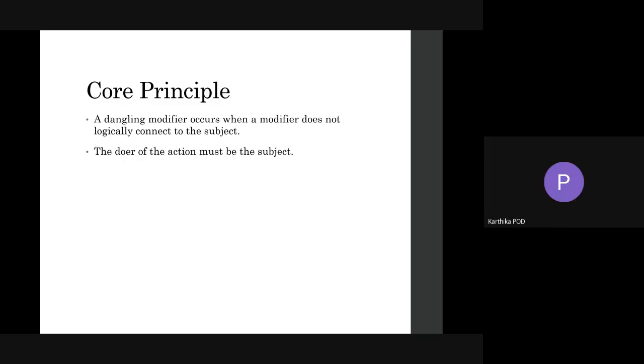So, a dangling modifier occurs when a modifier does not logically connect to the subject. I don't want to use terms like modifier and all that. I'll give examples and show you. But just keep in mind that when it comes to a sentence, when there is a doer of an action, it must always be the subject.